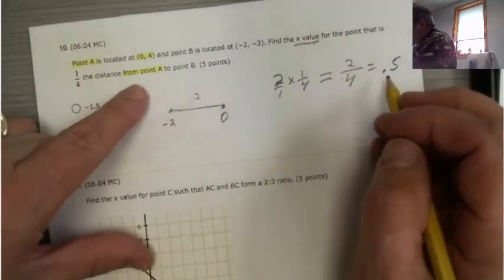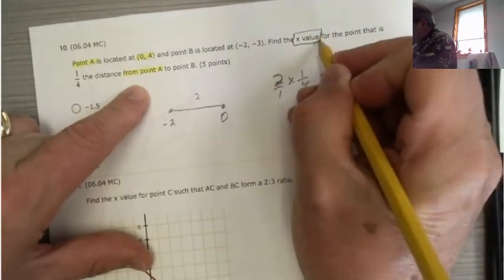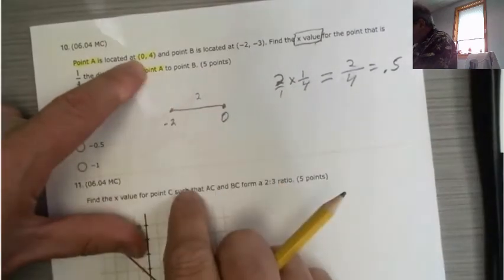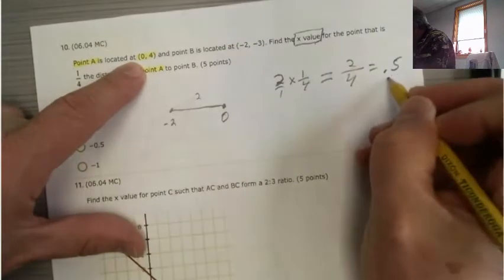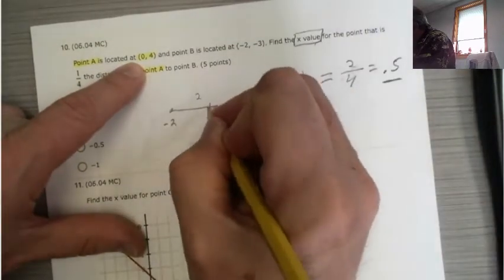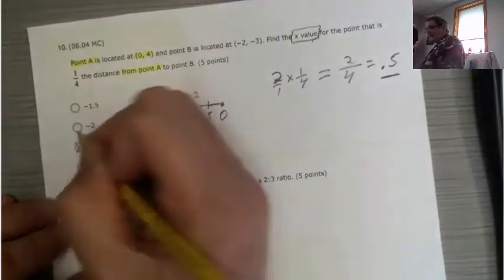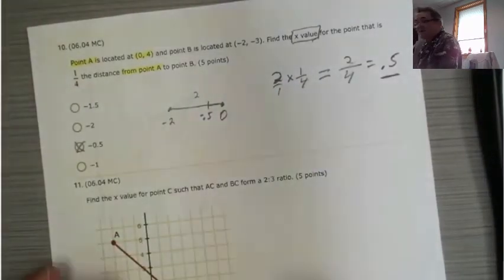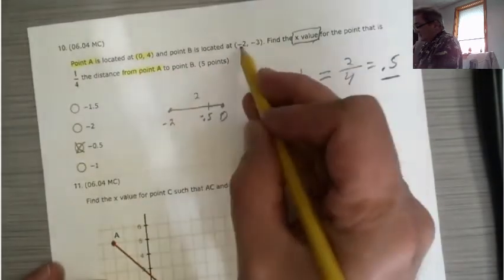So the x value starting at A, which starts at 0 and goes towards -2, starts here and only goes 1/2. This is the distance we're going. It's -0.5. That is 1/4 of the distance from the 0 to the -2, right?